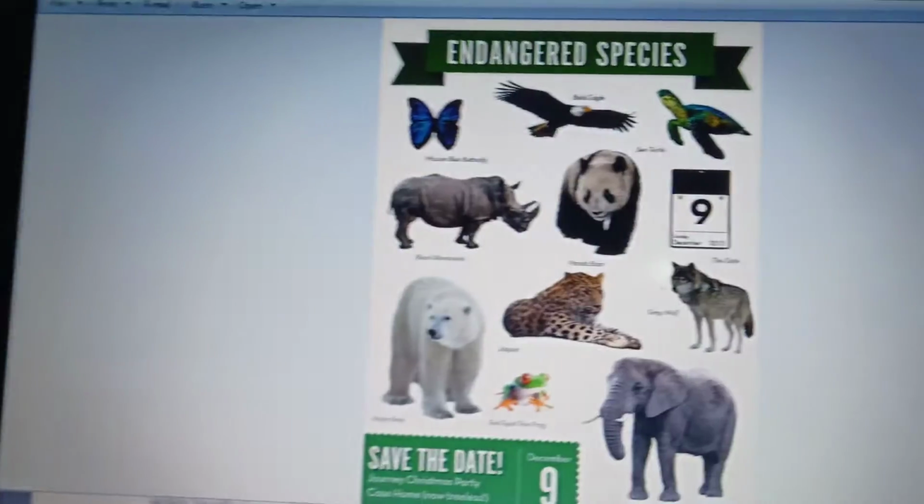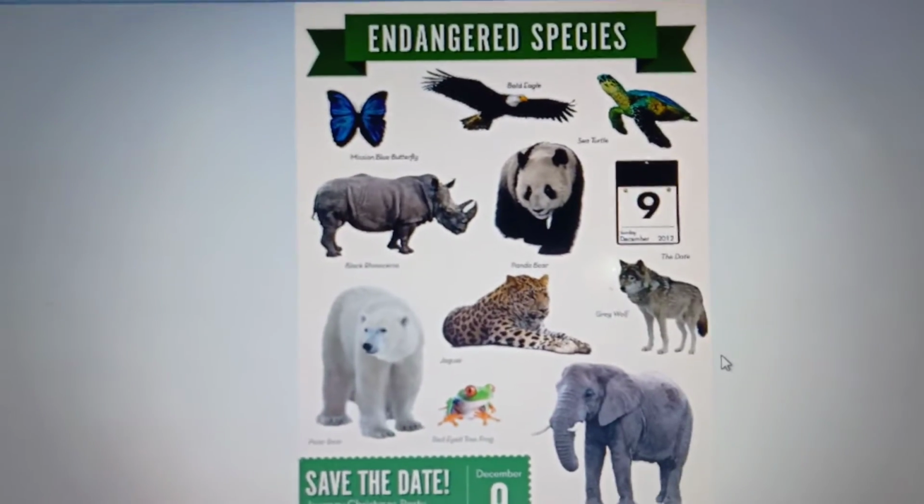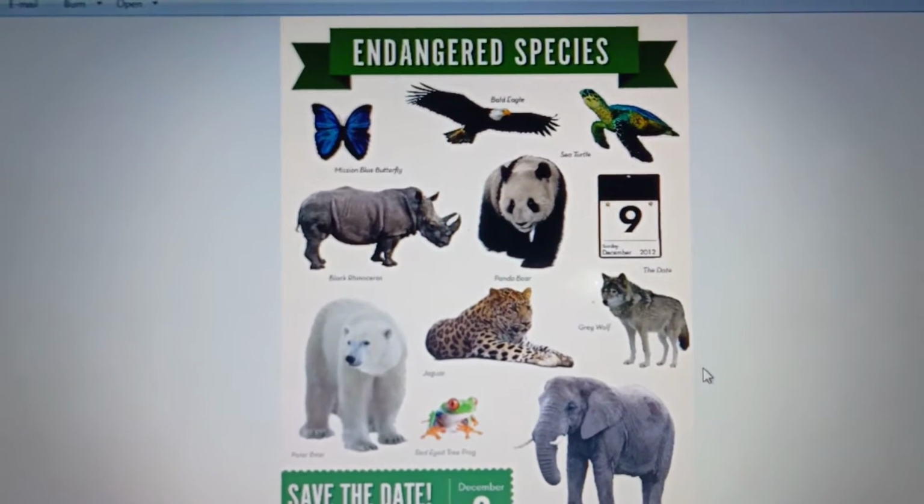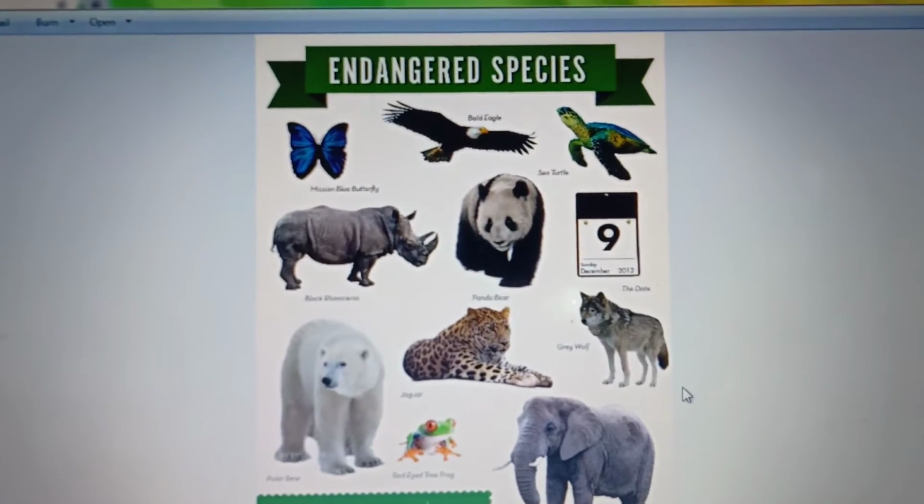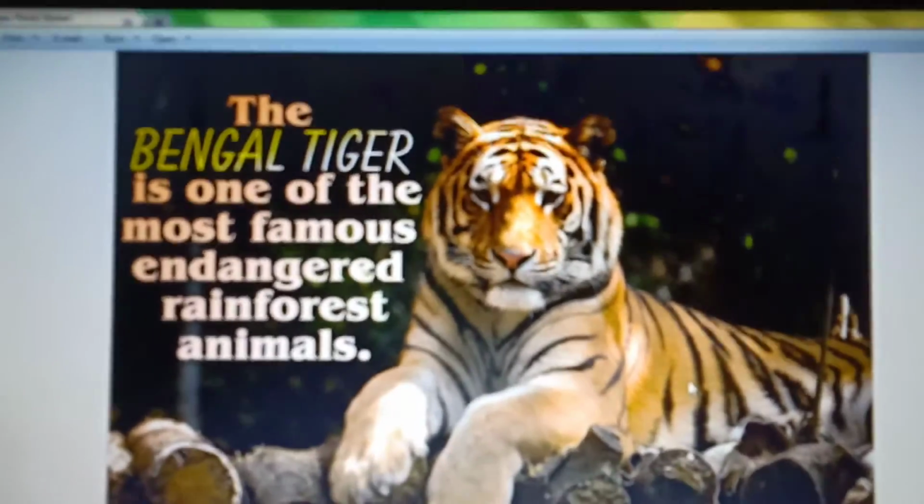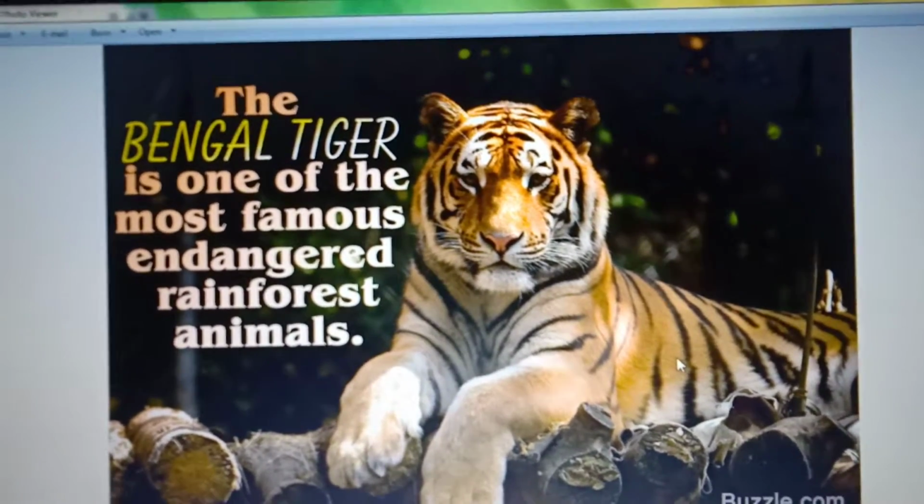See, we have so many animals. You can see the endangered species here, a list of endangered animals and birds also, which you have to take more care of, otherwise they will not be seen anymore. Okay, endangered animals, you can see the picture: Bengal tiger, the most famous endangered rainforest animal.